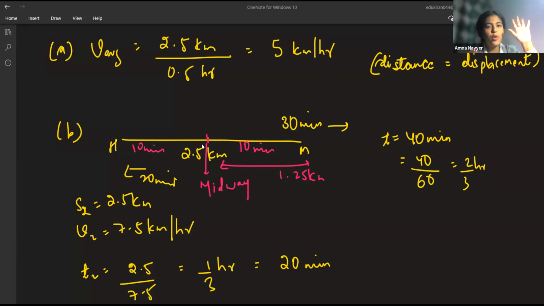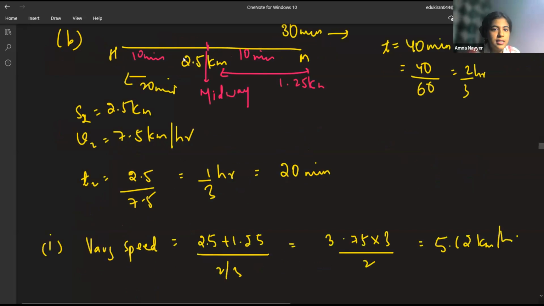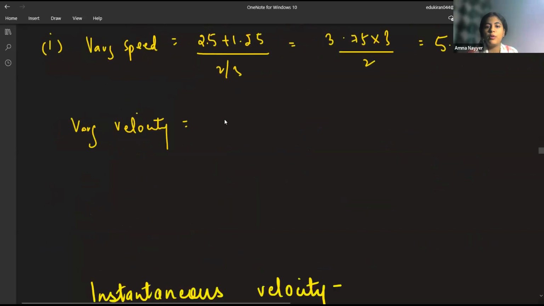Time elapsed was 40 minutes. If the question says 0 to 50 minutes, then what will you do? The person has reached home back. So total distance will become 2.5 plus 2.5 and displacement will be 0, because this is the initial point, this is the final point. But right now at 40 minutes, this is the separation, that is 1.25.